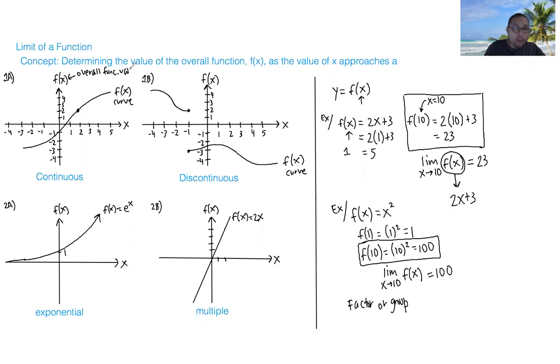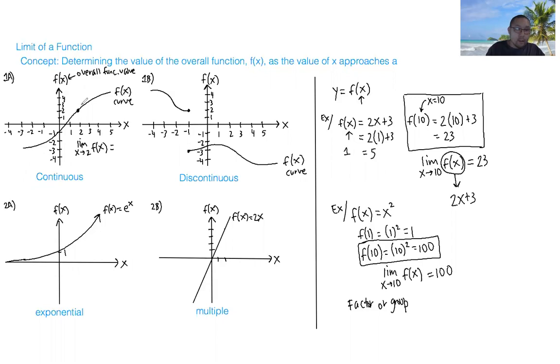We're trying to evaluate the overall function value as the value of x, right? As our variable x approaches some number. It can approach 1, 2, 3, 4. In this case, let's try to figure out the limit as x approaches positive 2. In that case, let's try to evaluate the value of the overall function, okay?